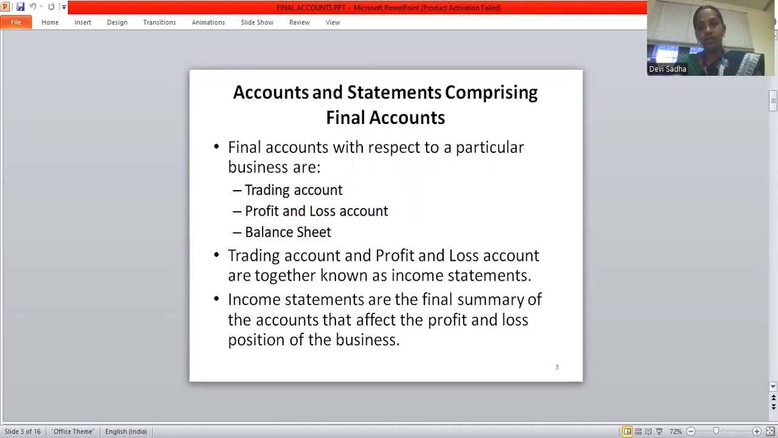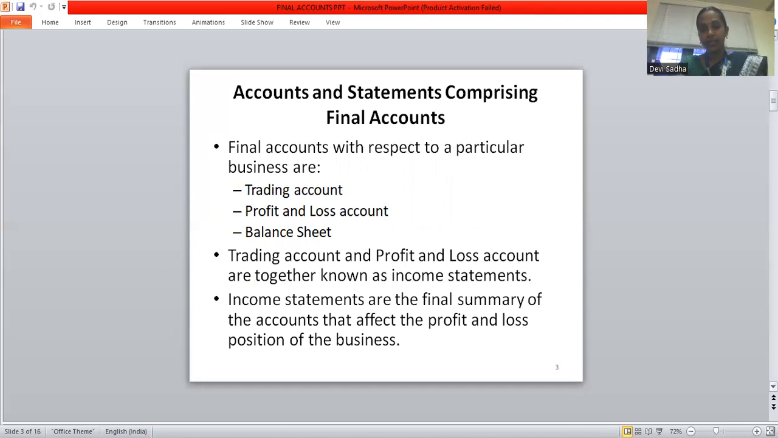Then accounts and statements comprising final accounts. What accounts are prepared in the final accounts? First of all, the final accounts with respect to a particular business are the trading account, profit and loss account, and balance sheet. The trading account and P&L together are known as the income statement.